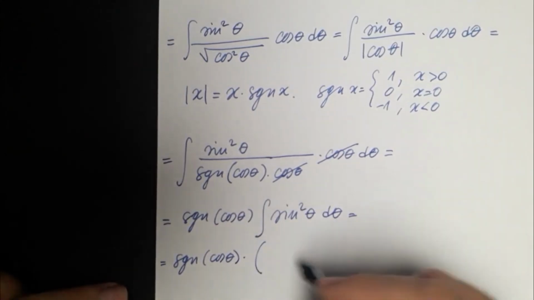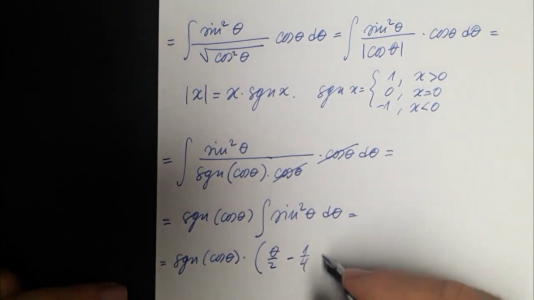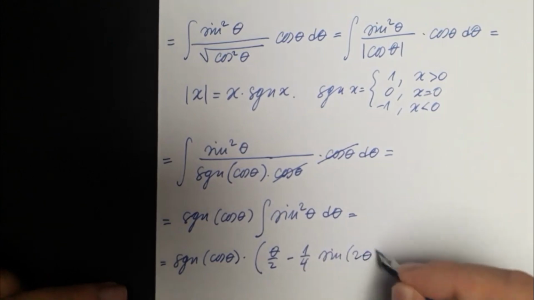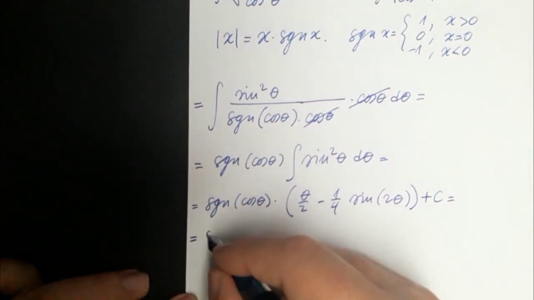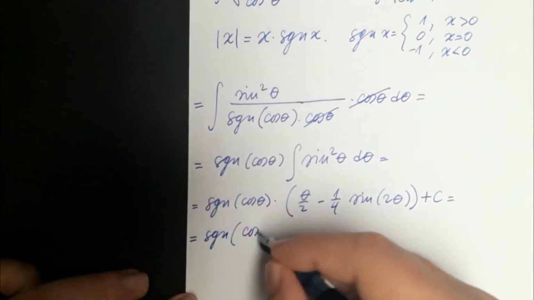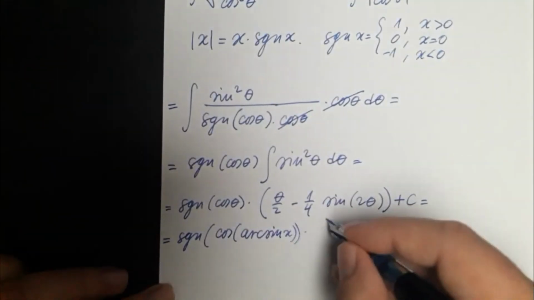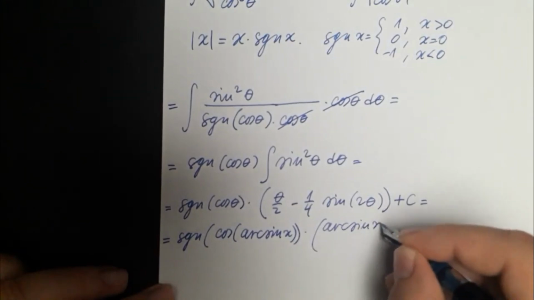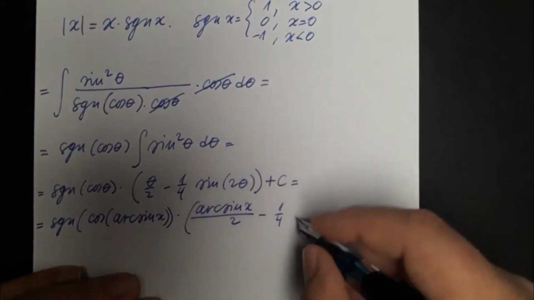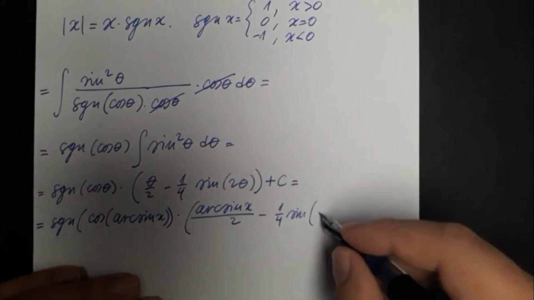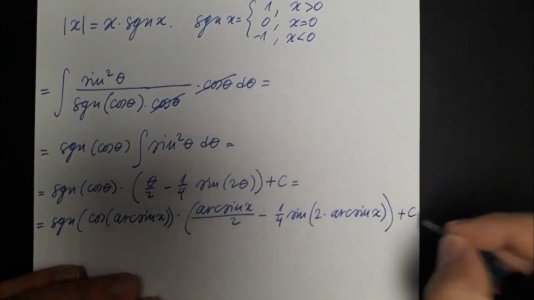we already had this integral, and it is theta half minus 1 divided by 4 sine of 2 theta plus c. And when we return the substitution, we get signum of cosine of arcsine of x times arcsine of x divided by 2 minus 1 divided by 4 sine of 2 times arcsine of x plus c.